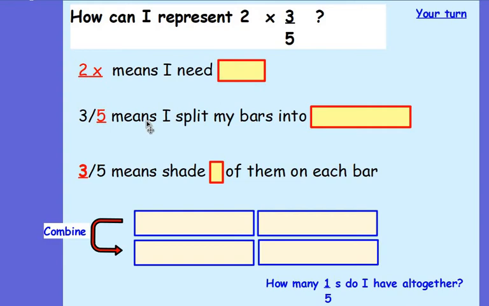What does 2 times mean? How many bars do you need? What does 3/5 mean? How much do you need to split the bars into? And the top number 3, how many of those parts do you need to shade in? Pause the video and have a go at that now, please.